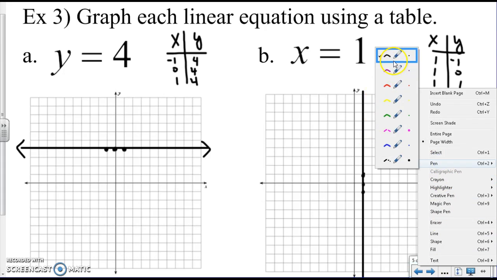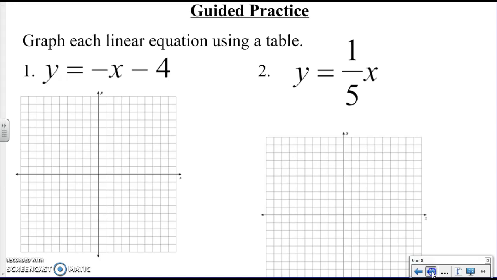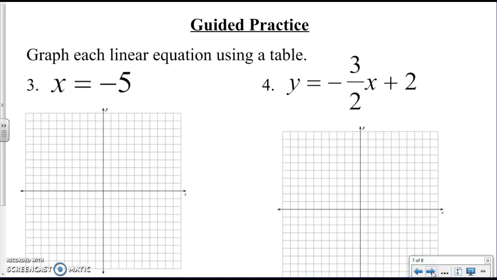Okay, so again, if you have any questions on any of these, please pause the video, raise your hand, ask some questions. Let me know if you need any help. But that's pretty much the gist of it. Try these next 4 problems here. Graph them. Once you are finished, have them checked, and then you can get some practice on your own for your homework. Like I said, pause if you have any questions, raise your hand if you have any questions, and I'll come to you.